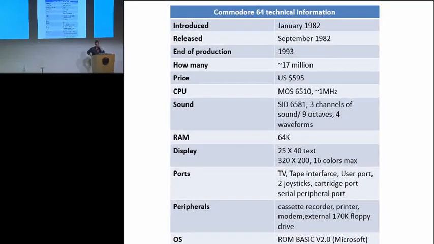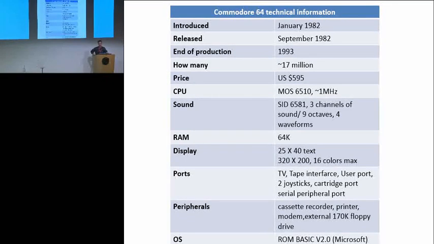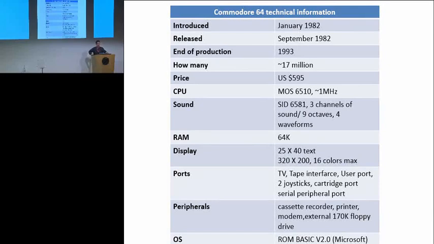The CPU was the 6510, which was a modification of the most popular 6502, contained, for example, in the Apple II or in the Atari systems. The clock was 1 MHz. It has a great sound chip called SID, S-I-D, with 3 channels of sound, 9 octaves, 4 waveforms, and only 64 kilobytes of RAM.